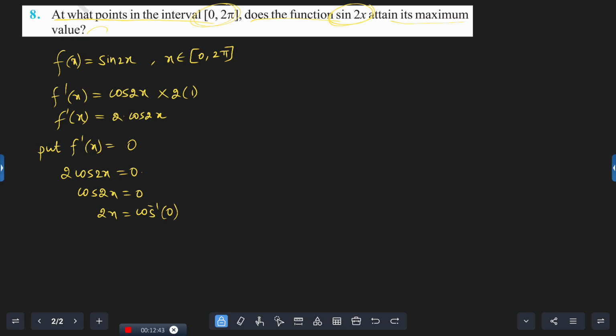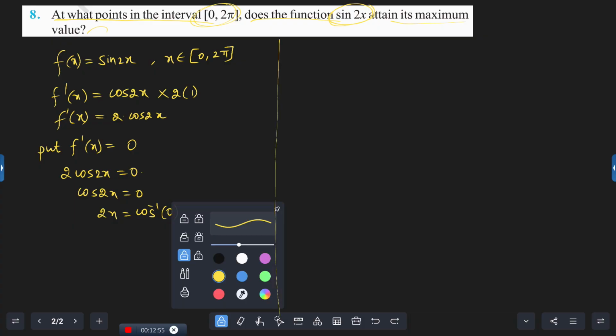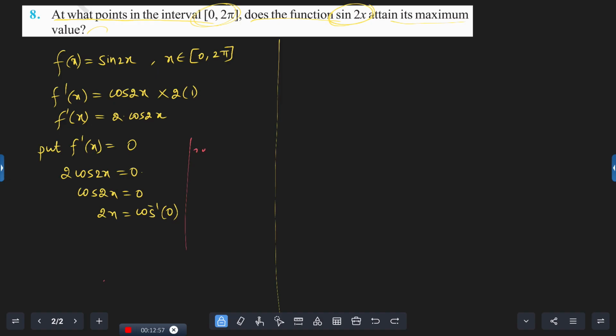90 and 270. Okay, cos of 180 minus theta. So in general, you can write, in the sine case, I will give the idea. This one you can note down.